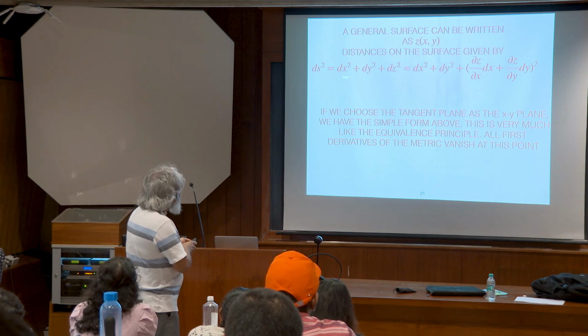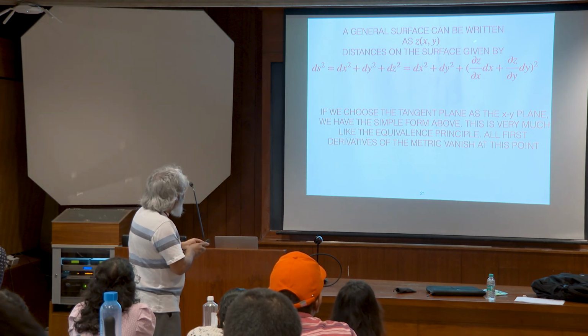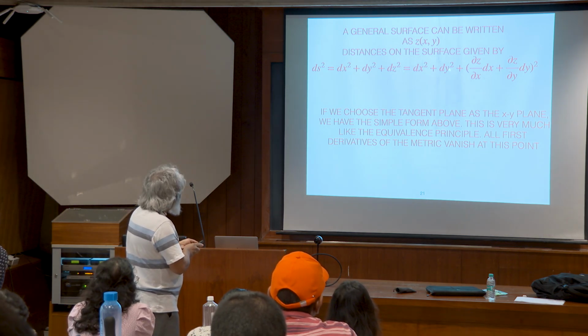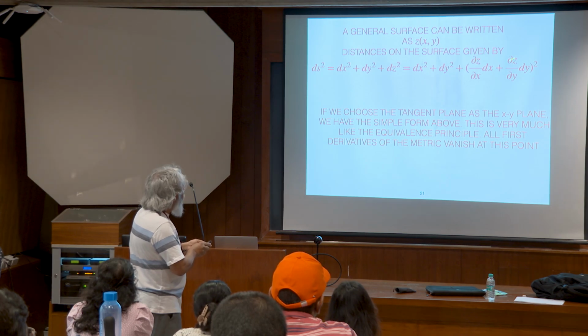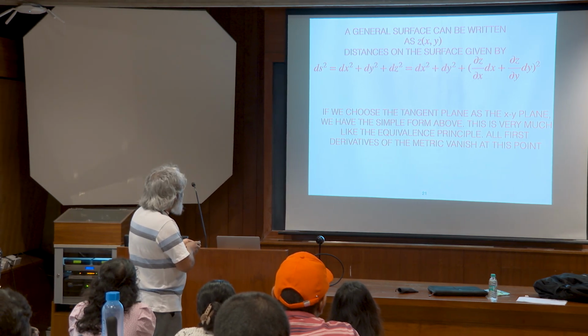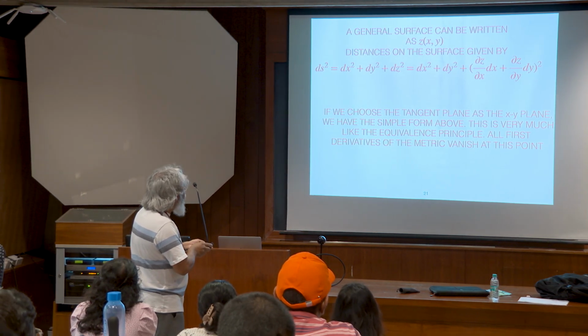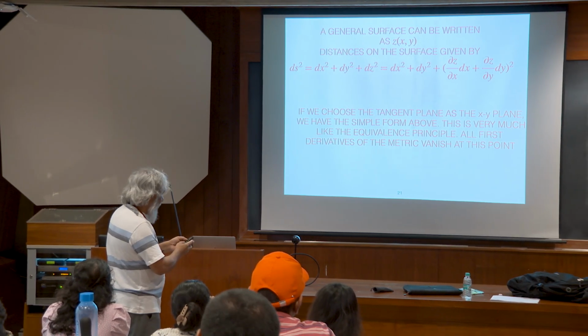So a general surface can be written like this, and this is the way in which you work out the metric on the surface. You take Z as a function of xy, and you write dz in terms of x and y and square it. If you choose the tangent plane as the xy plane, you find that all the first derivatives vanish entirely.